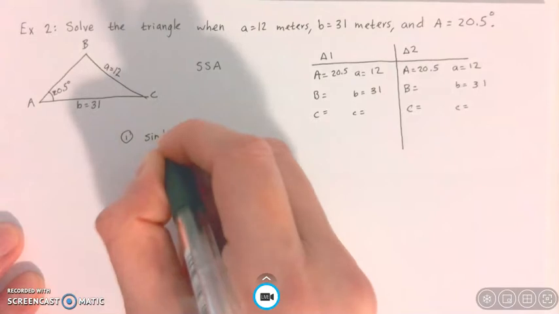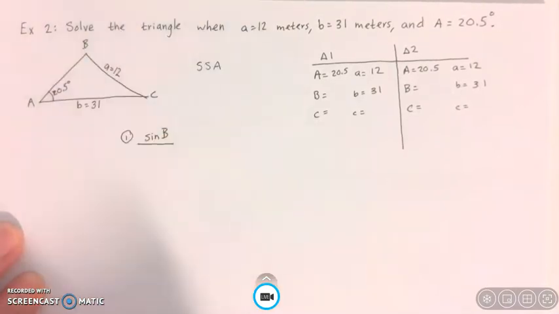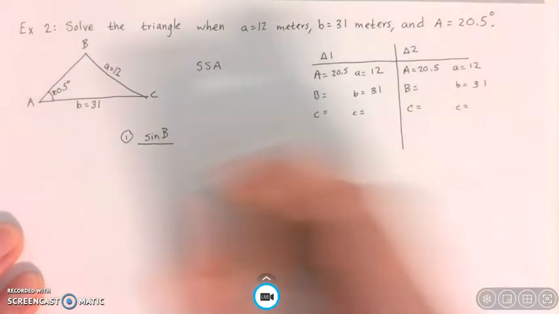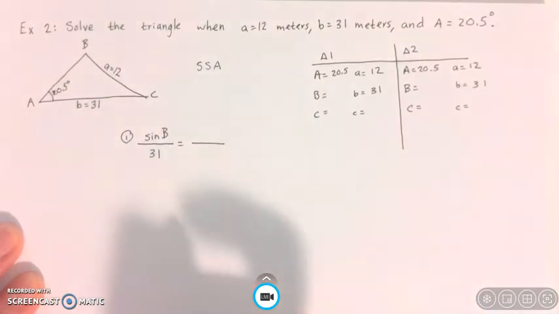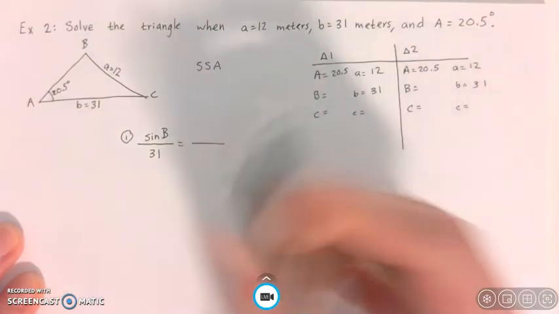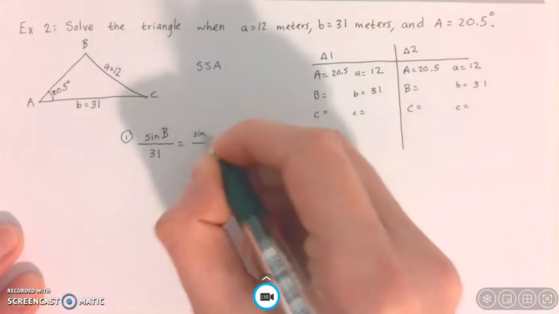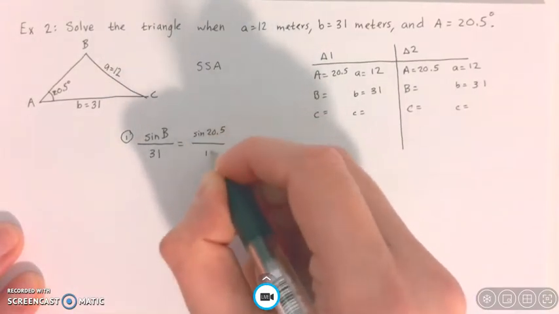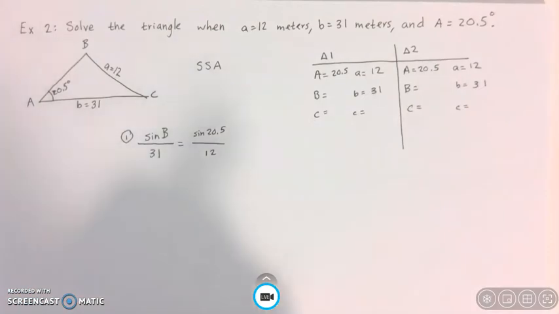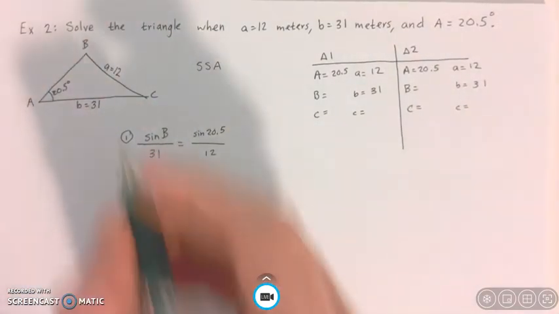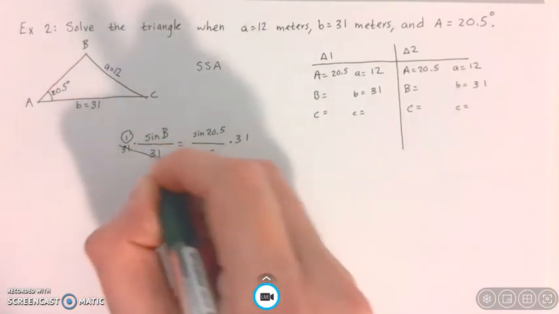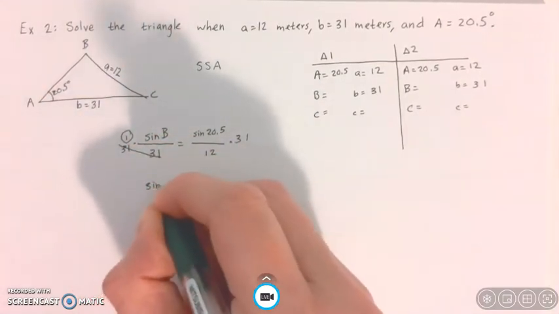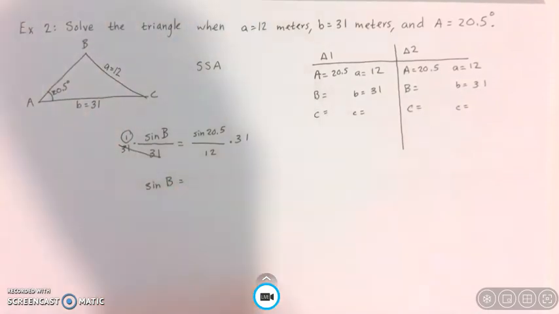Since we're solving for angle B, I'm going to do sine of B in the numerator. I'm going to use the reciprocated version of the formula. So sine B over side b, which is 31. And then I'm going to do the same thing in the same order. I'm going to use my complete set: sine of the angle, which is 20.5, over 12. Here, on both sides, we're going to multiply by 31. And when you multiply by 31 on both sides, these will cancel. So we're going to be left with sine of B.